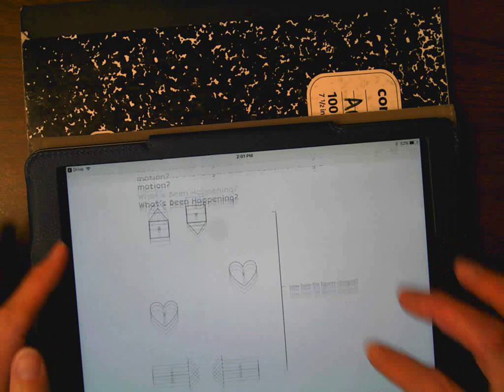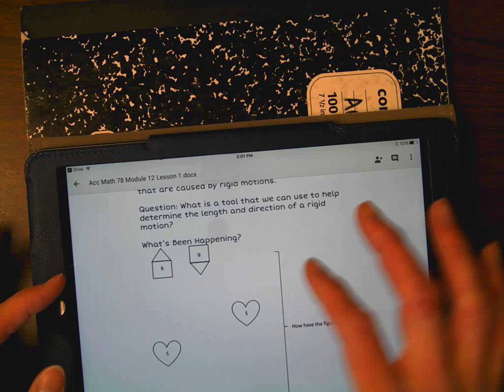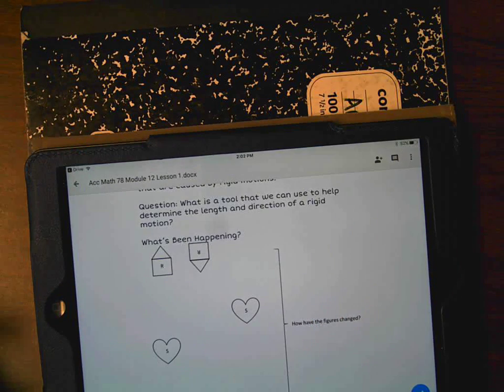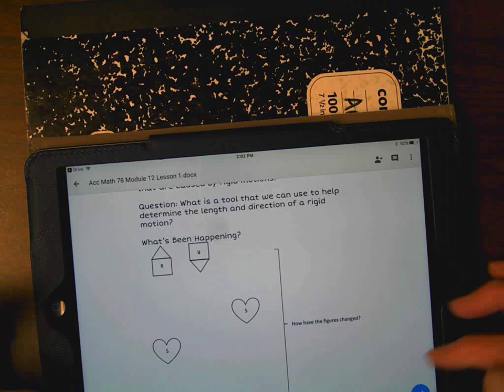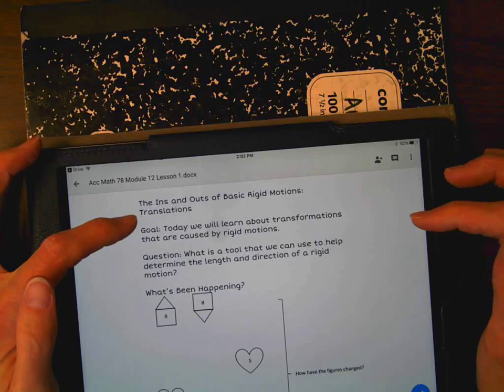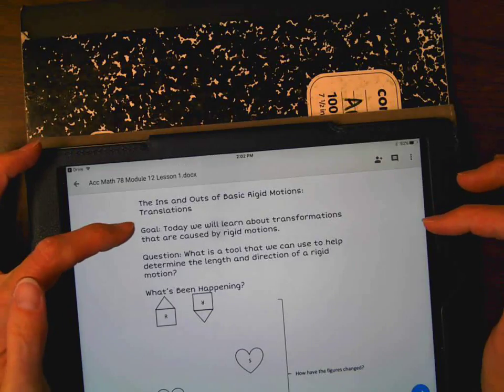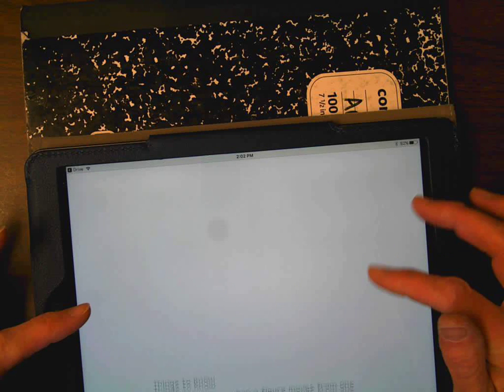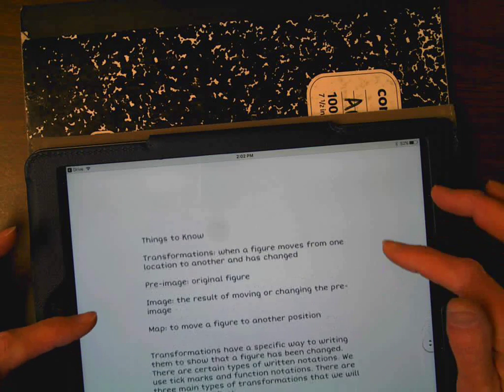So this little picture right here that you see is actually an example of all 3 transformations of the basic rigid motions that I was telling you about. Okay, and so today, if we go back up here to our title and to our goal, we're going to be specifically focusing on translation. Okay. So, moving on, things to know.